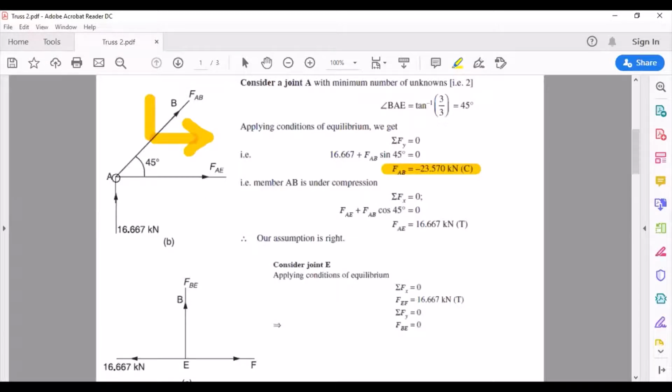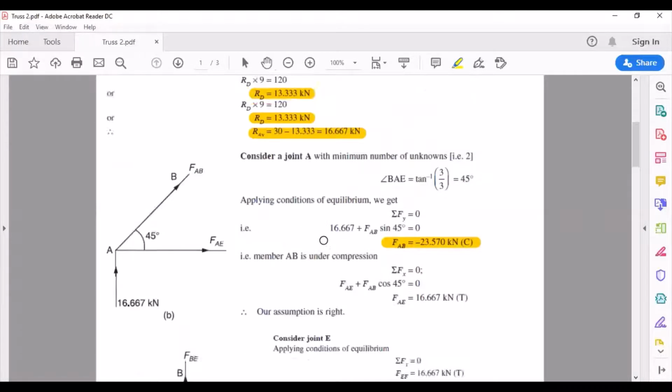Now you can see that this arrow, this direction, is moving away from the joint, thereby it is tension. So always keep one thing in mind: if the arrow is moving away from the joint, it is tension. If it is moving towards the joint, it is compression. Next, you have finished with joint A. Now it is obvious that we go for joint B.